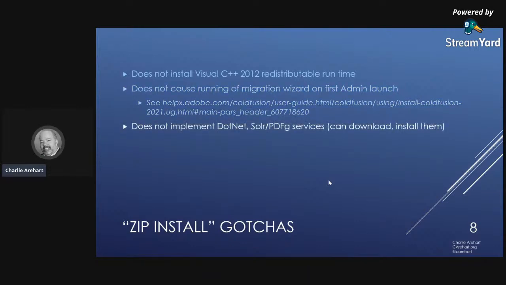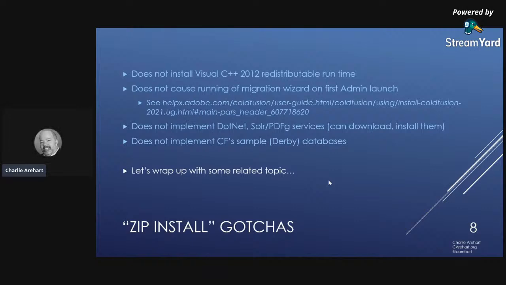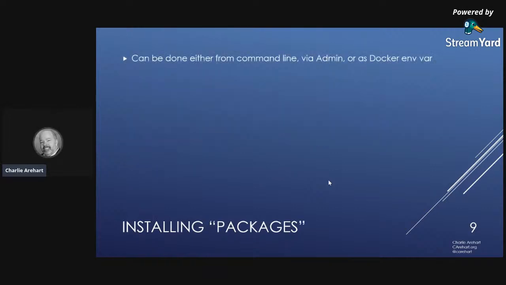The zip install also does not even offer to install .NET or the Solr and the PDFG. Again, you can download and install them yourself if you want to. And it doesn't implement the sample databases, which are based on Derby. Some people never even know they're there, but they're there in many installs of CF, but they're not there in the zip. So let's wrap up with some related topics I just want you to be aware of.